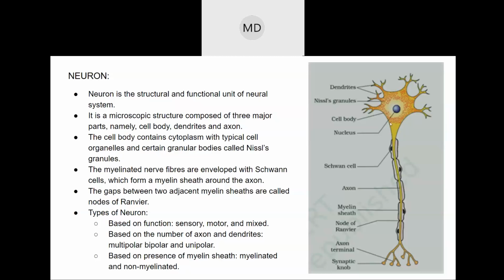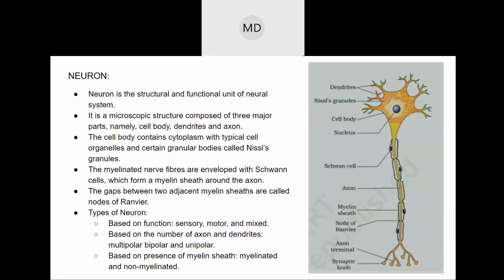Do you listen while I explain? What type of neuron is this one? Is it multipolar? Is it bipolar? Or is it unipolar? Don't know.